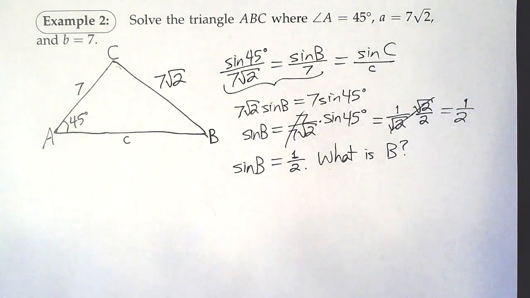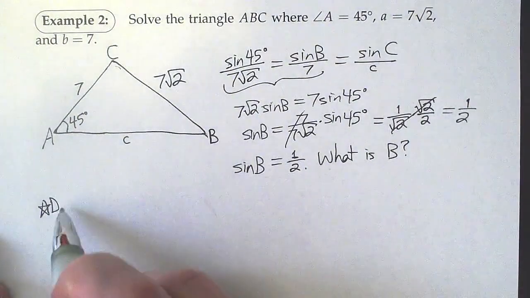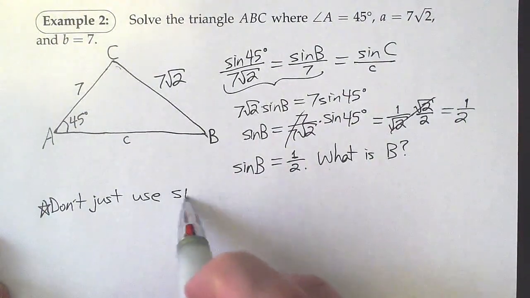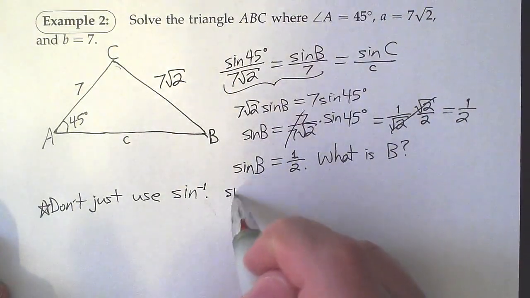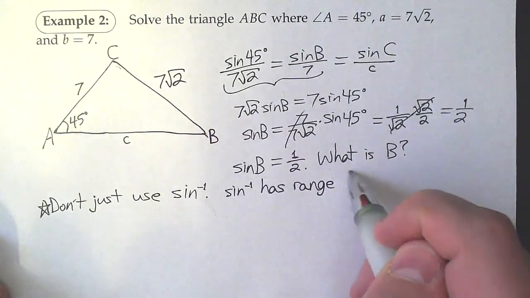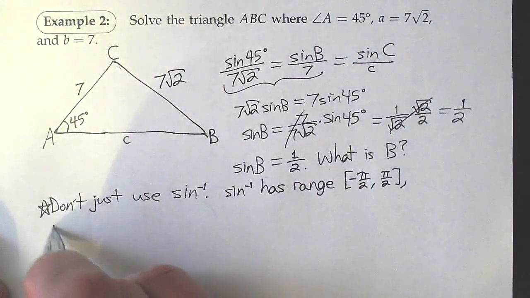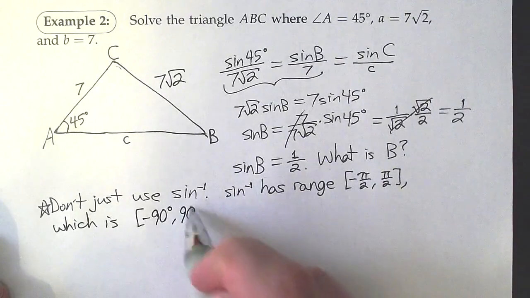It makes me think we've seen questions like that before when we talked about inverse trig. But there's something I need to tell you. So the note that I want to tell you is don't just use inverse sine. It's tempting to just say, oh, it must be inverse sine of 1/2, right? But here's the issue. Inverse sine has a range of negative pi over 2 to positive pi over 2, which is, in degrees, negative 90 degrees to positive 90 degrees.